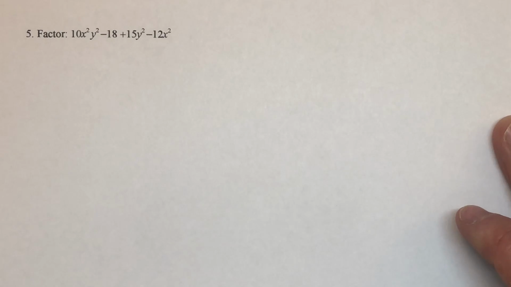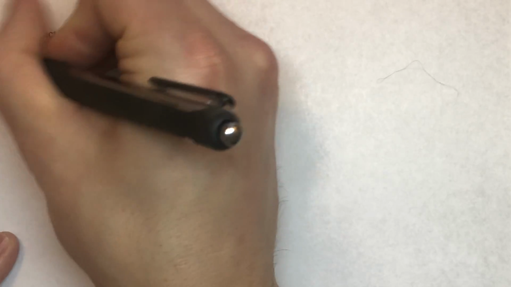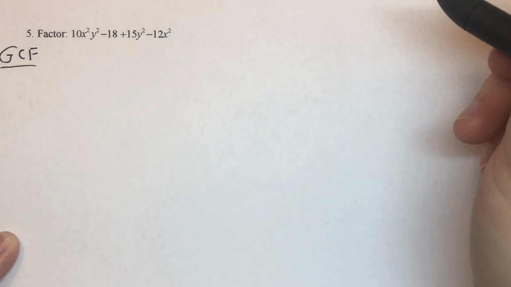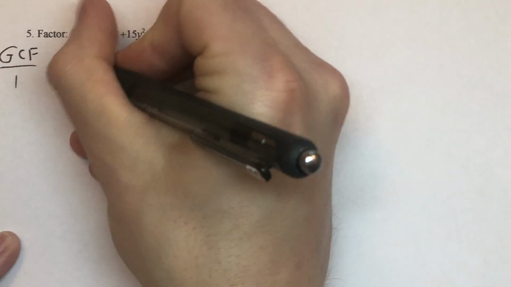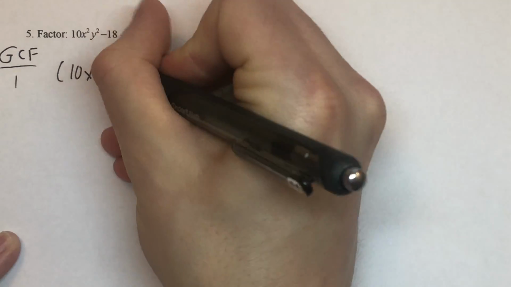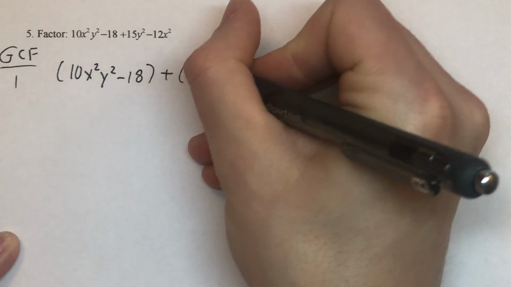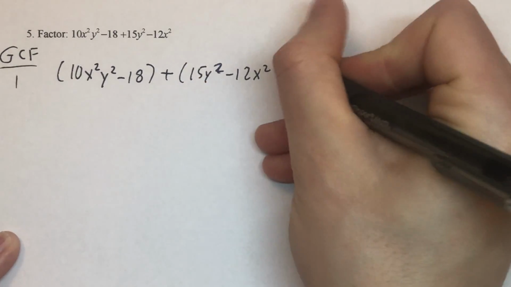But the last one here in the notes, one more, factor 4 terms. So first up, GCF. I'll just assume you said it. GCF of those 4 terms, got some numbers and some variables, but nothing in common with all of them. So GCF is 1. And now, grouping into groups. 10x squared y squared minus 18y plus 15y squared minus 12x squared.